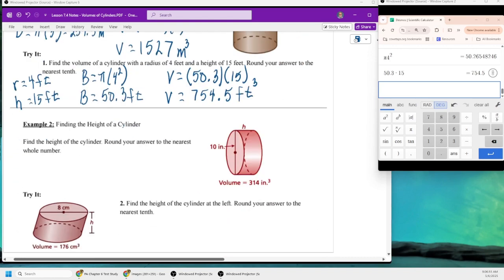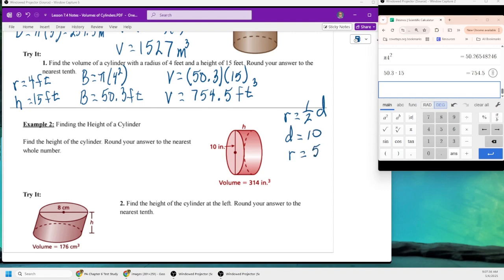All right, so on example 2, they're kind of working what we just did a moment ago, but with the prism. They give us the volume and they give us basically the radius here, but we have to use that to find the height. So just remember that the radius is equal to half of the diameter. Okay, remember that. Now, what is the radius for this particular problem? Well, the diameter is 10, so what's the radius?